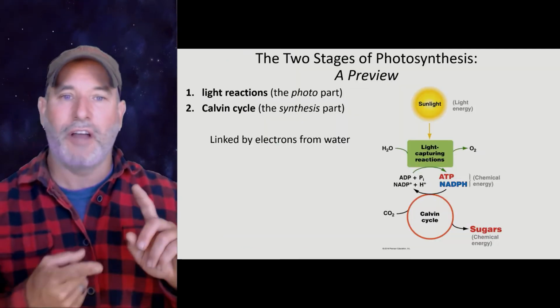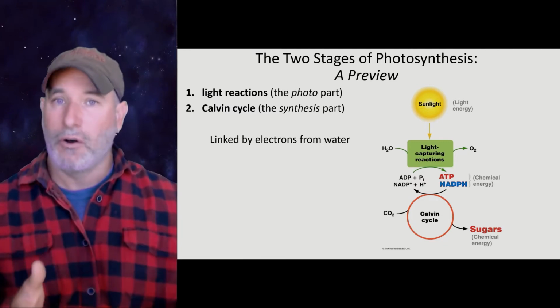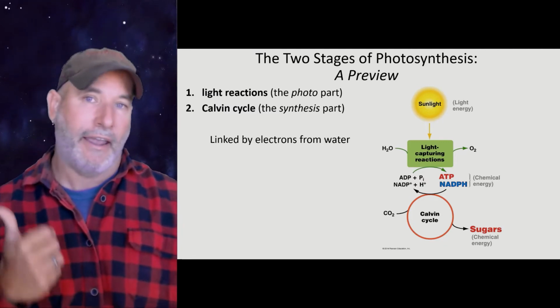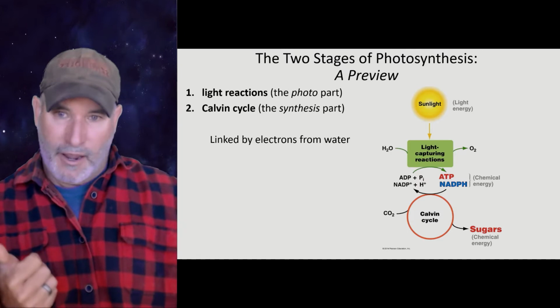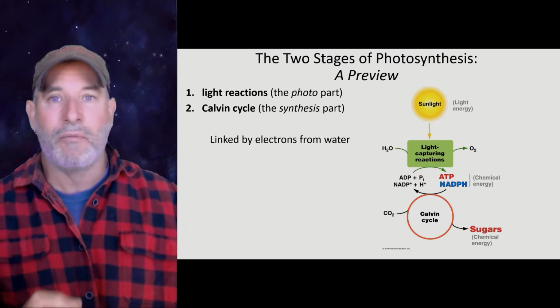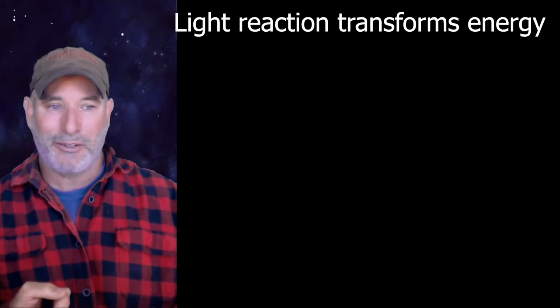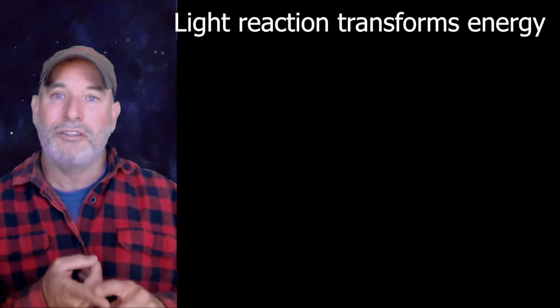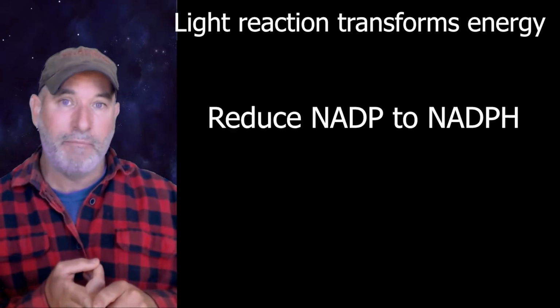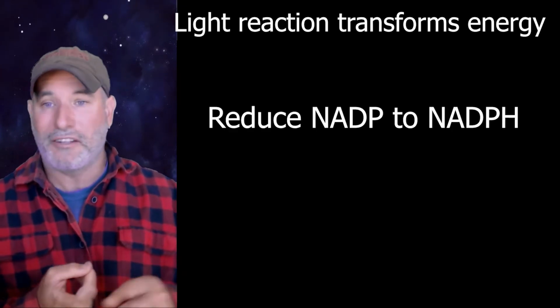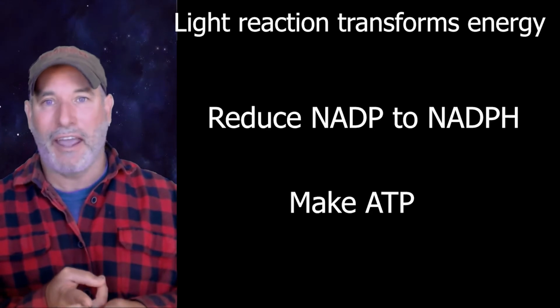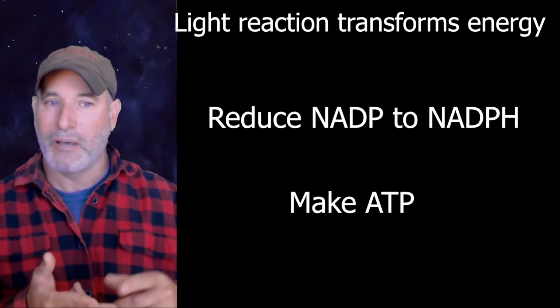You've got 2 parts. You've got the light reaction. This is the photo part. This is where you take incoming energy from sunlight and transform that into chemical energy. And we're going to do it in 2 different ways. We're going to reduce an electron carrier, NADPH, that's the reduced form of it. And we're going to make ATP. Both of those have chemical energy.